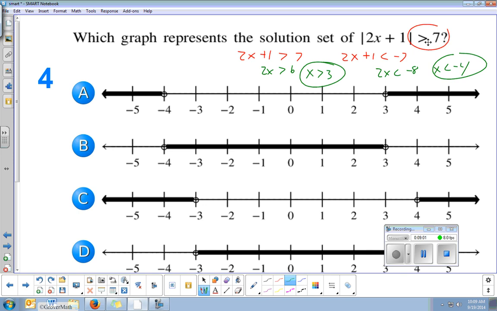And again, no equal to bar, so we're looking for open circles, and we see the answer A here is appropriate. This is an open circle less than negative 4, an open circle greater than positive 3. If, hypothetically, there was an equal to bar here, then they would be closed-in circles. But they're not, but I'm sure we'll see some examples that have those equal to bars tomorrow in class.